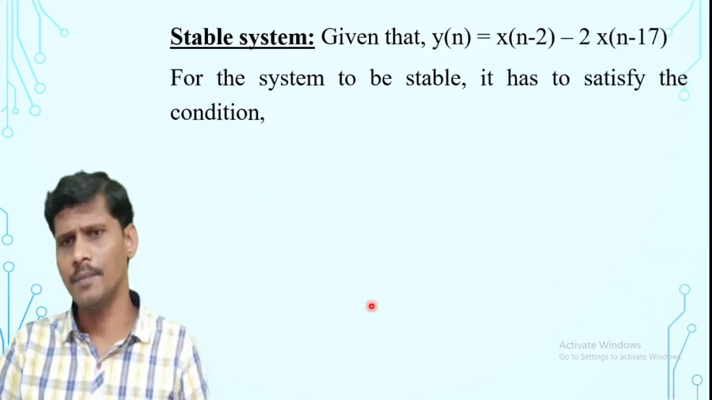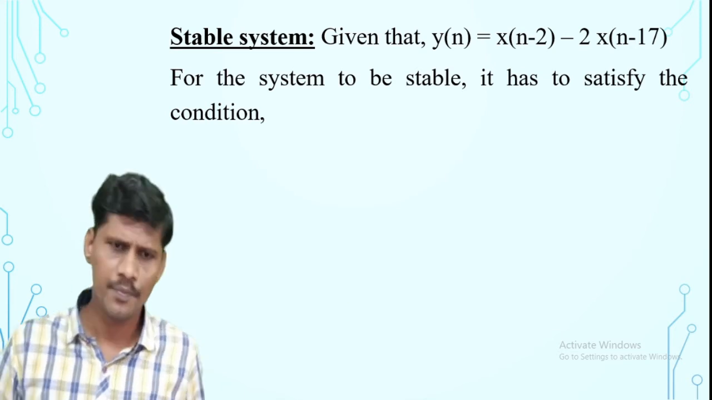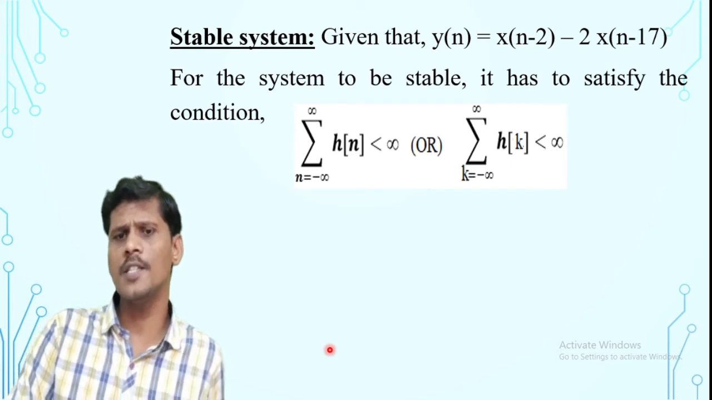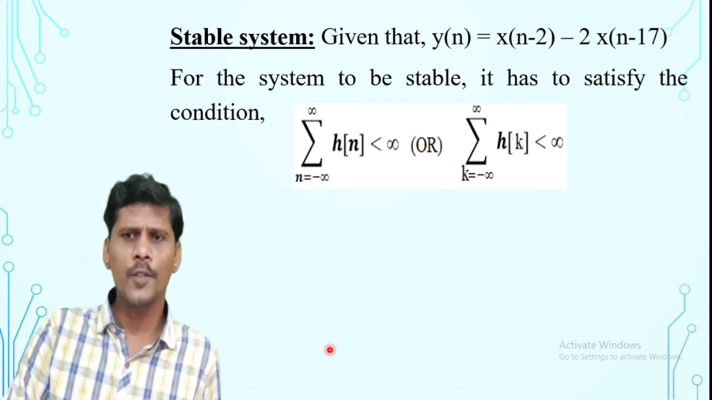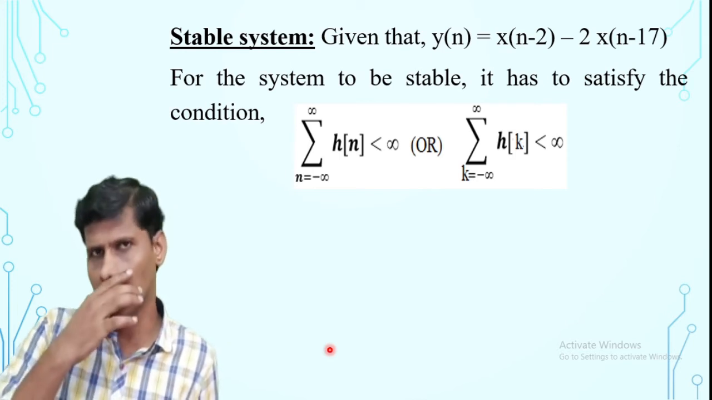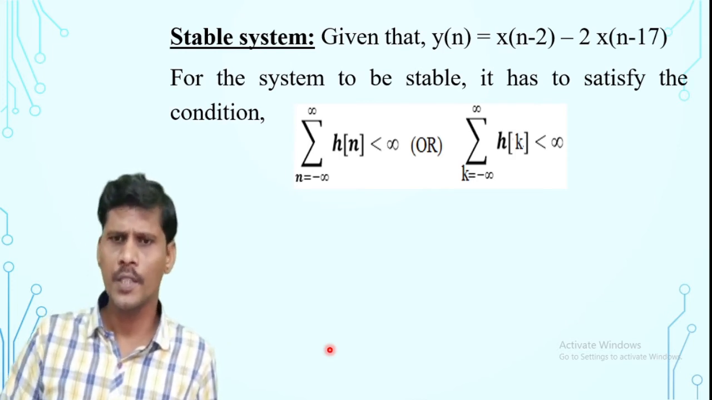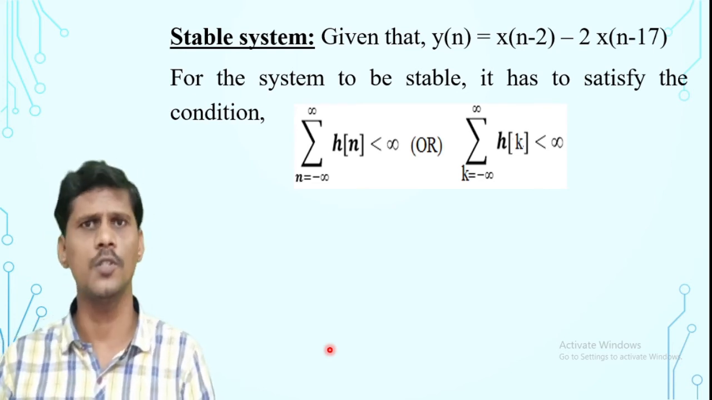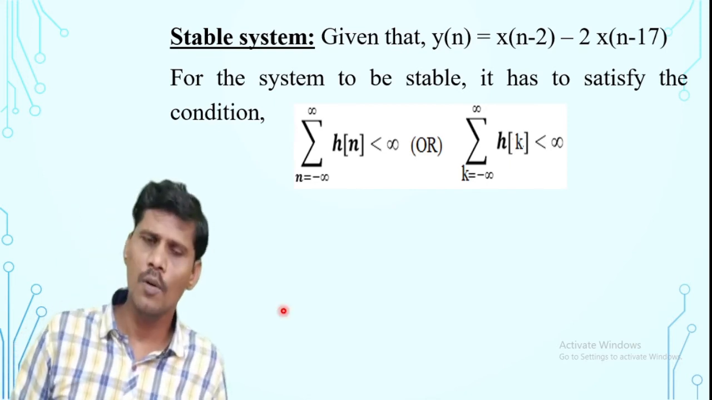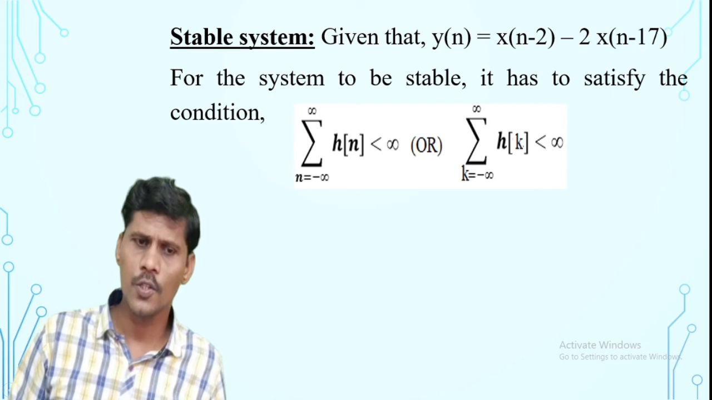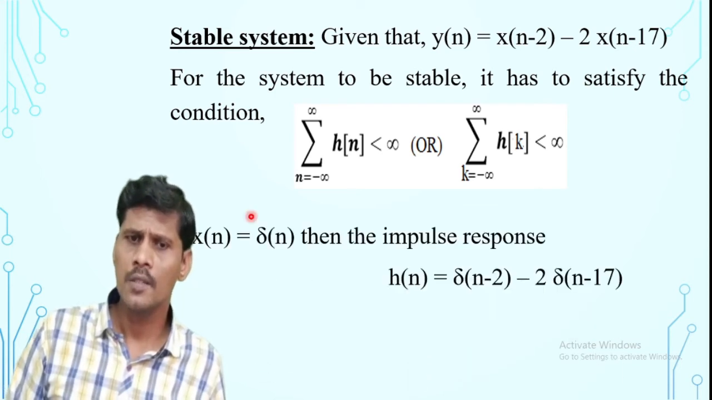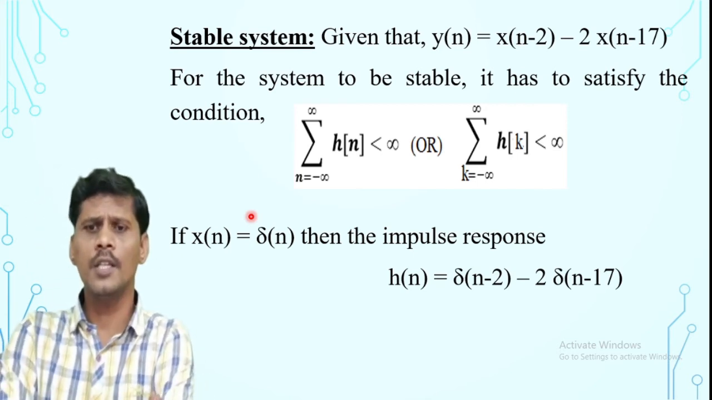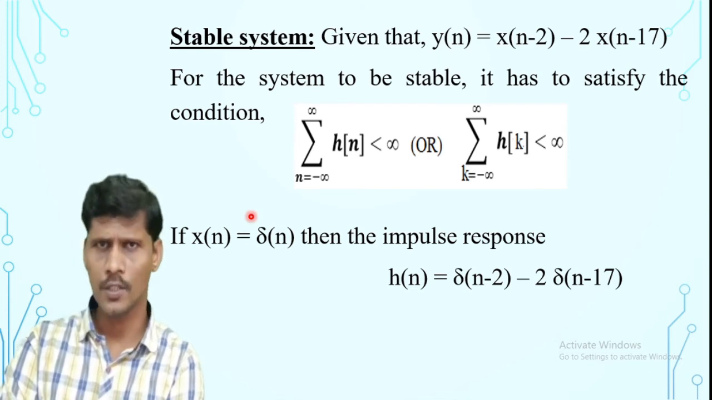Next, check the stability. This is the given difference equation. The condition of stability is sigma k equal to minus infinity to infinity magnitude of h of k less than infinity, or sigma n equal to minus infinity to infinity magnitude of h of n less than infinity. If this condition is satisfied, the given system is said to be a stable system, otherwise it is said to be an unstable system. Now coming to the solution, if x of n is considered as a unit impulse sequence del of n, then the impulse response of the system y of n is equal to h of n.